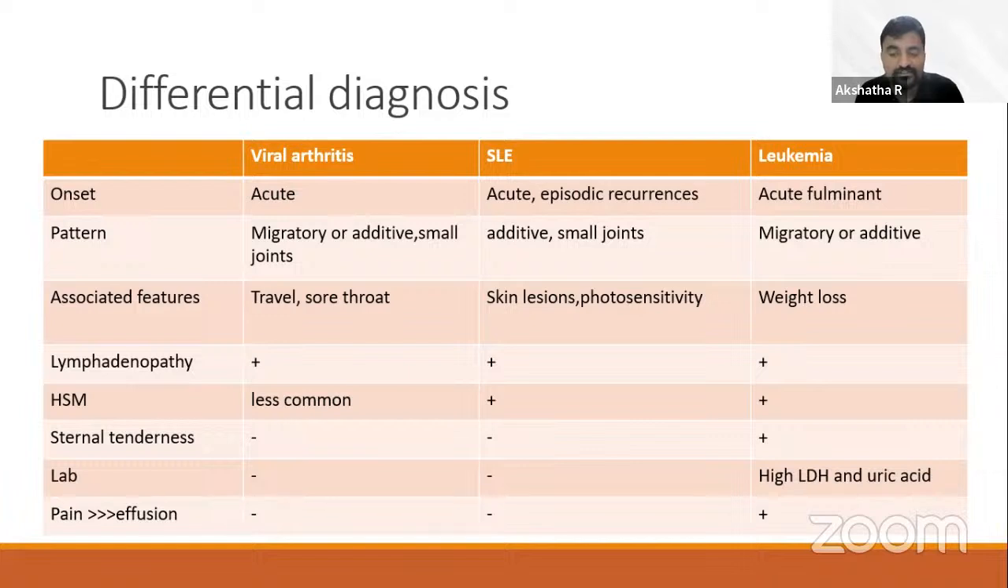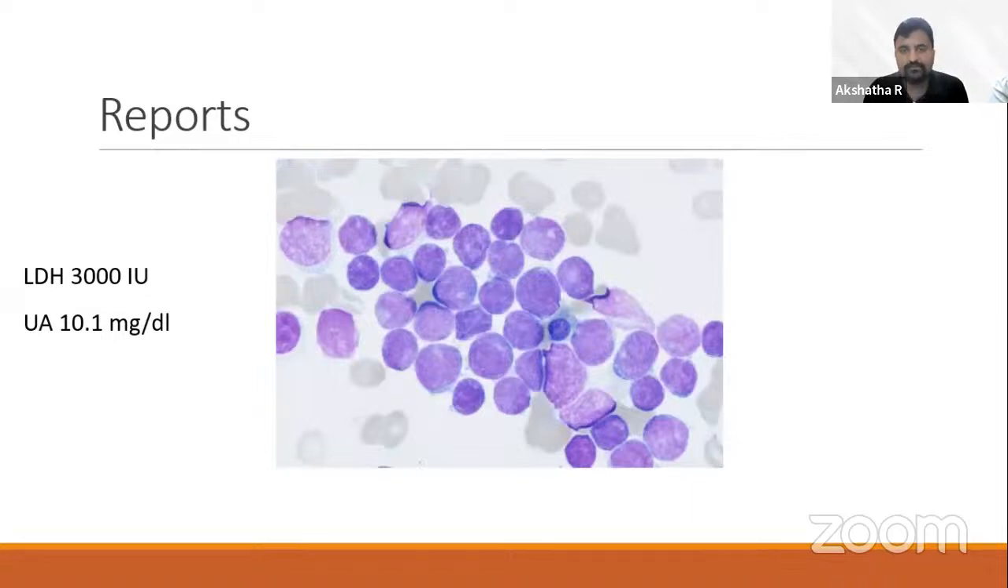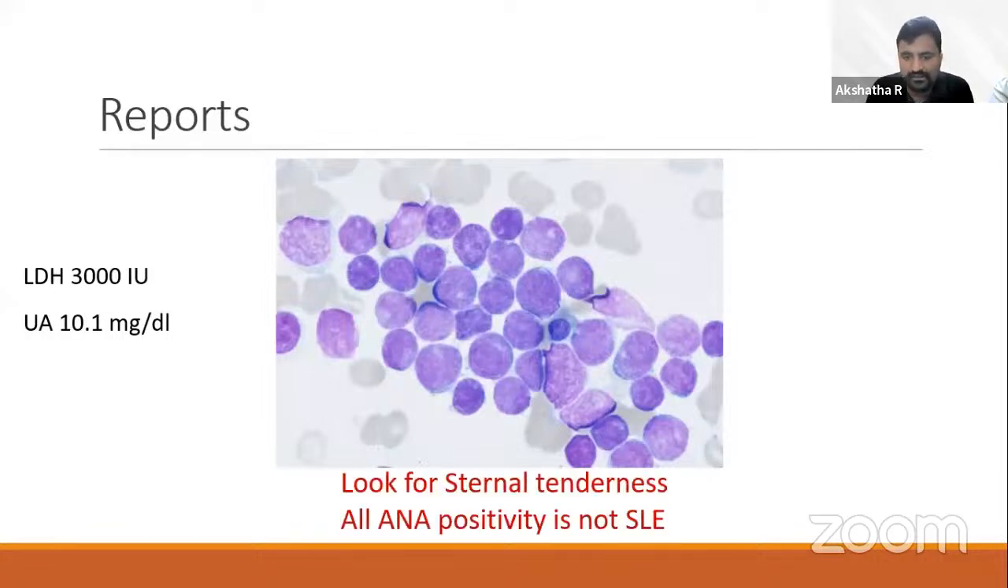Features which point more towards a diagnosis of leukemia include sternal tenderness and elevated LDH and uric acid. Classically, you will have pain out of proportion to the swelling. Our patient had widespread pain but didn't have swelling. On investigation, the LDH was elevated and uric acid was increased, and in the peripheral smear we could see acute lymphoblasts. So this was a case of ALL, and always we have to look for sternal tenderness.